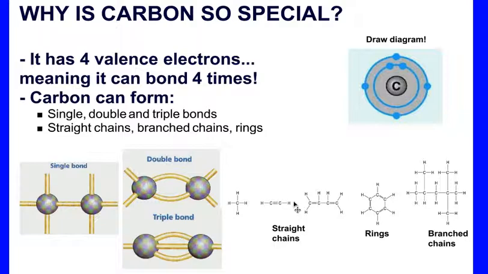Those different kinds of bonds also give carbon the ability to form straight chains, where they're lined up in a straight line. Ring structures, where they're kind of forming a circle. And then branch chains, where we have a straight line of carbons, and then some individual carbons can branch off of that, kind of like a tree branch.